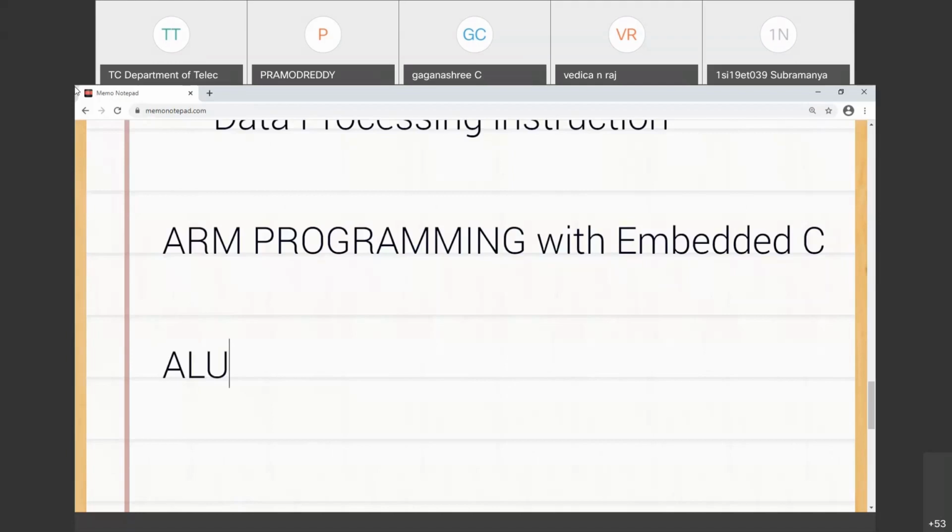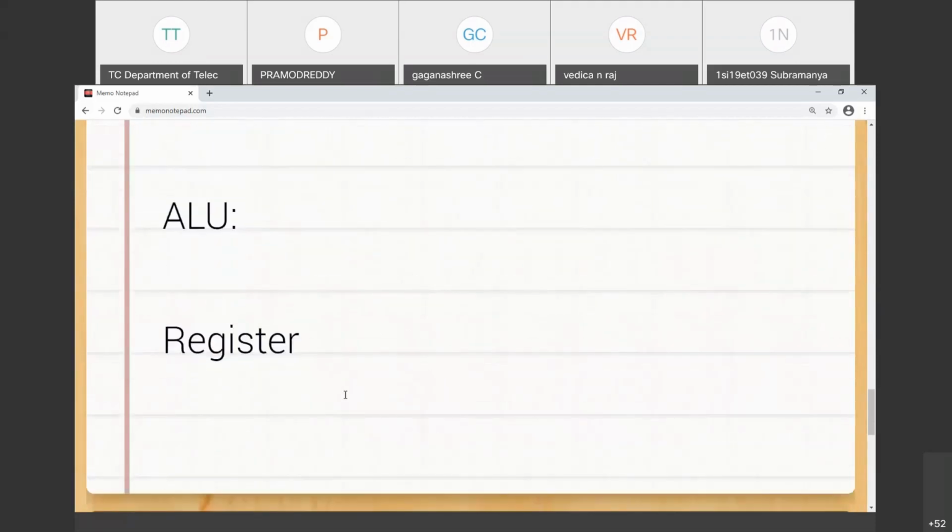Now I'll give some basics. You try to understand accordingly. See here, what I'm doing now. When I'm doing any ARM programming with embedded C, what are the most important blocks we have? We have ALU, register, and timing and control.